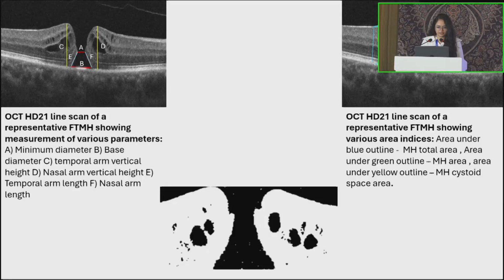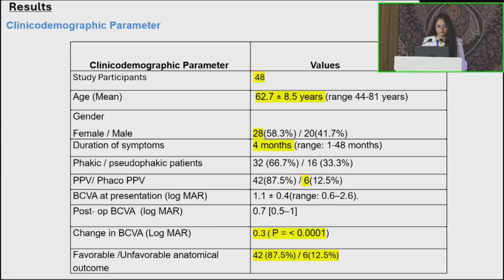In the next image, we can see the OCT SD21 line scan, in which the area under the blue outline represents the macular hole total area, under the green outline it represents the macular hole area, and under the yellow outline it represents the macular hole cystoid space area. All these parameters were measured using ImageJ software.